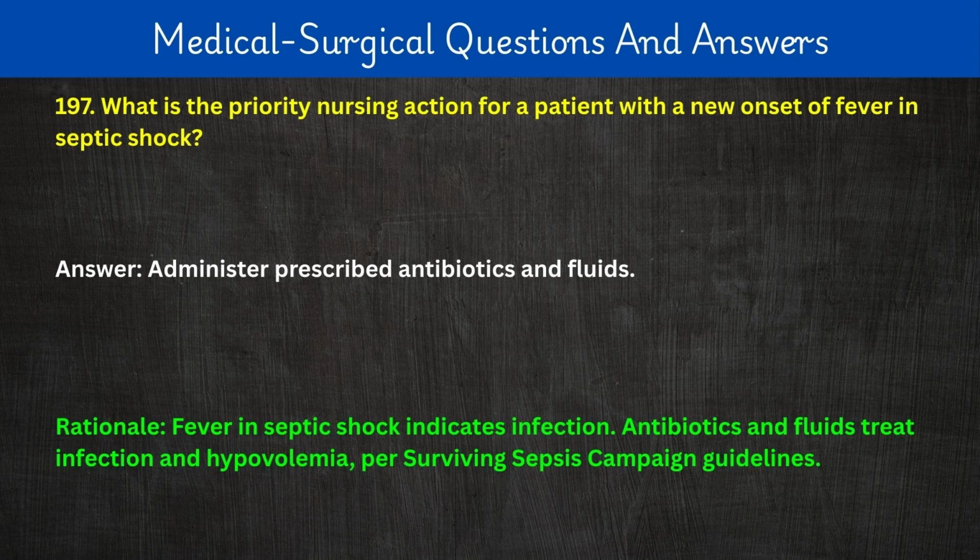197. What is the priority nursing action for a patient with a new onset of fever in septic shock? Answer: administer prescribed antibiotics and fluids. Rationale: fever in septic shock indicates infection. Antibiotics and fluids treat infection and hypovolemia, per Surviving Sepsis Campaign guidelines.